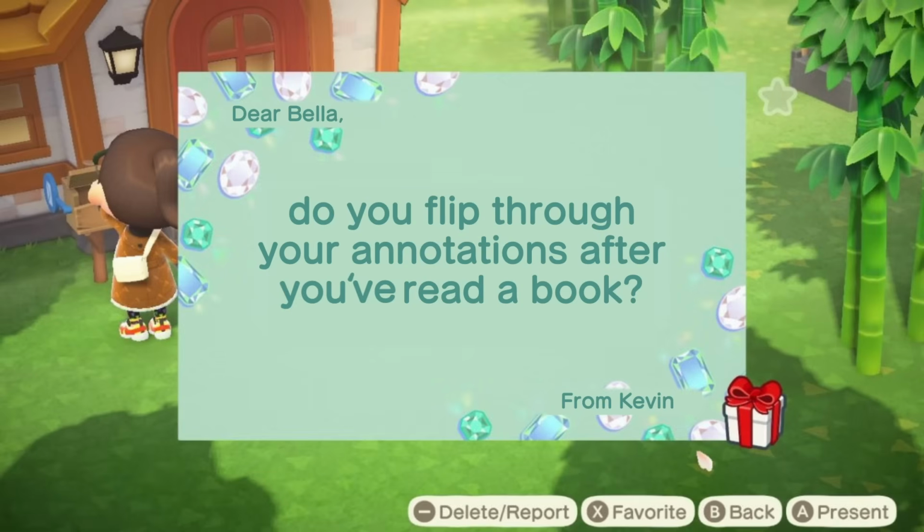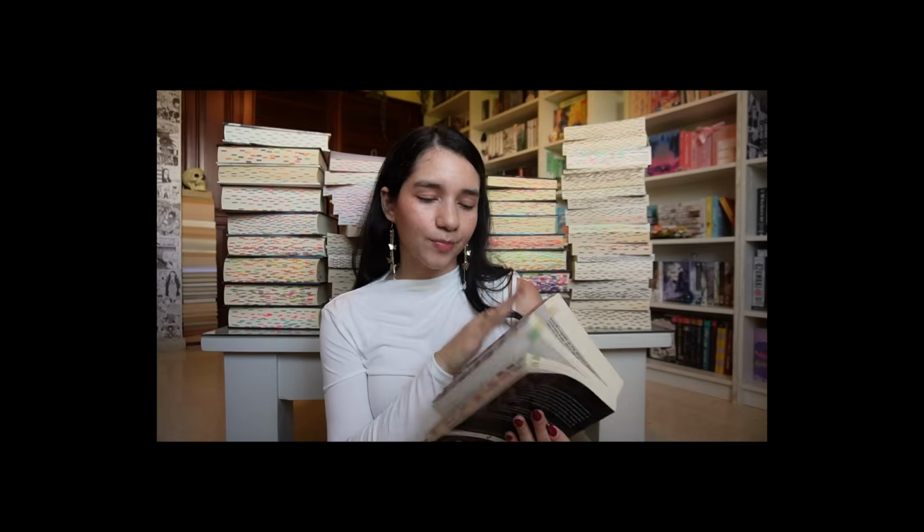Do you flip through your annotations after you've read a book or do you do it for the aesthetic? Oh, no, I flip through all of my books constantly. Sometimes I'm just here in my bookshelf room and I pick up random books, especially the classics because those are the ones that are the most annotated. And I just do this because, wait, there's something inside. Oh, I was looking for this. Sometimes I just do this on my own time because I love how it feels.